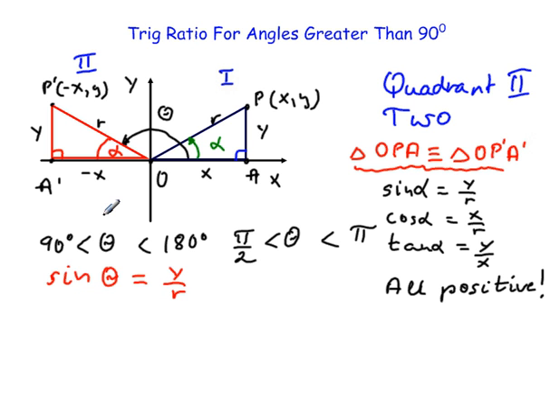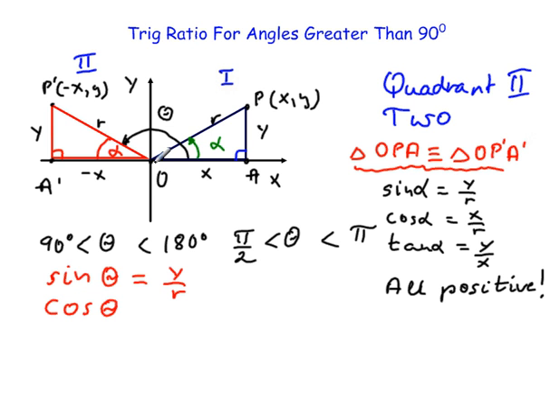And please note that y is a positive reading in this second quadrant, and r has positive reading. There's a distance between 0 and P prime. So for the sine ratio, we'll have y over r for any angle that is greater than 90 and less than 180 degrees, or you can call it greater than pi over 2 radians and less than pi radians. Cosine ratio.